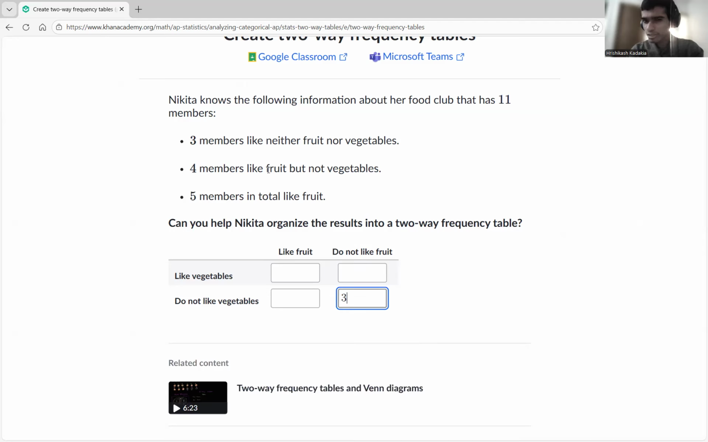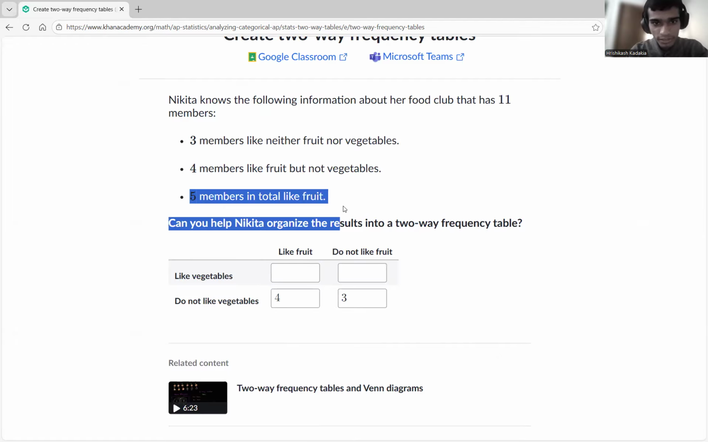Four members like fruit but not vegetables. But not means what? Just fruit. They like fruit but not vegetables. Not here, because they don't like both. They like only fruit but not vegetables. That should be four. And now five members in total like fruit.